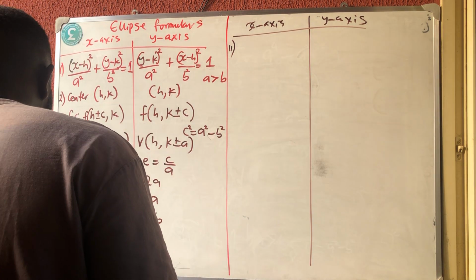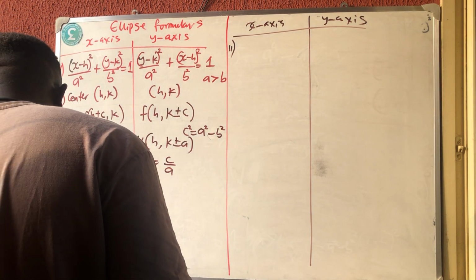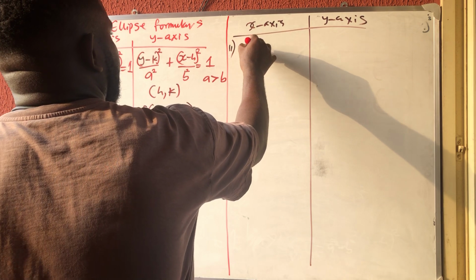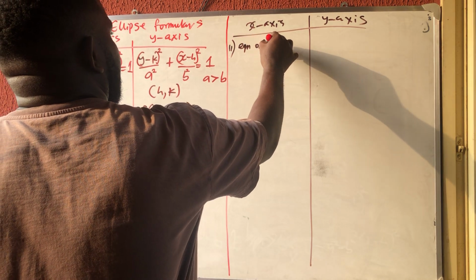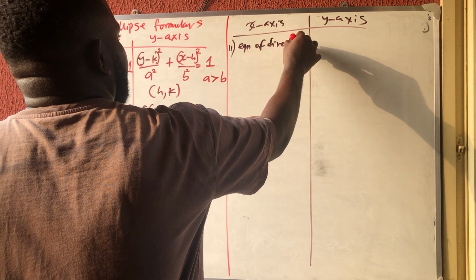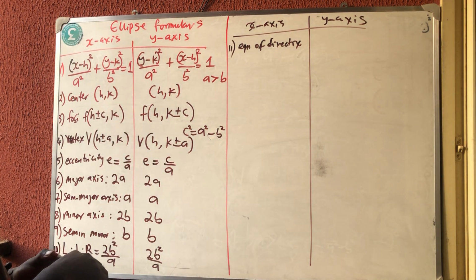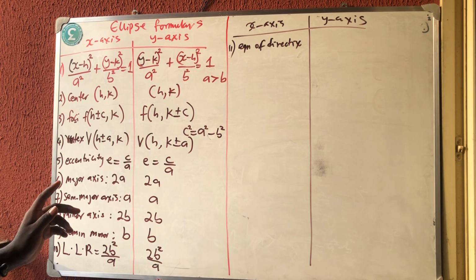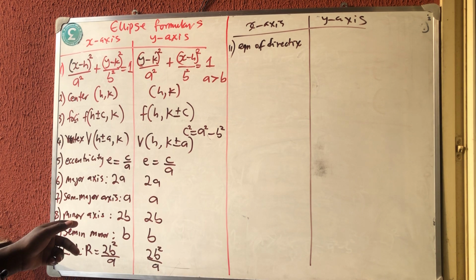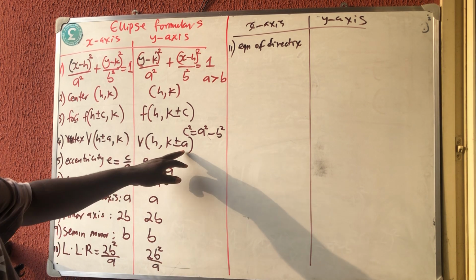Number 11 is the directrix, the equation of the directrix. Don't forget that we always get the equation of the directrix from the vertex. Yes, it's always from the vertex. And so I'm having the vertex, we are adding a.